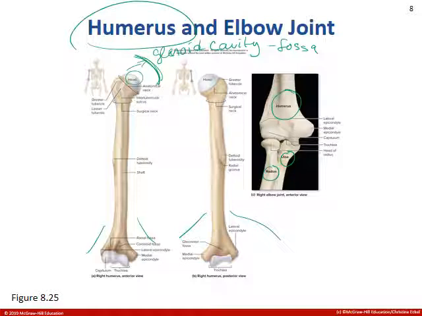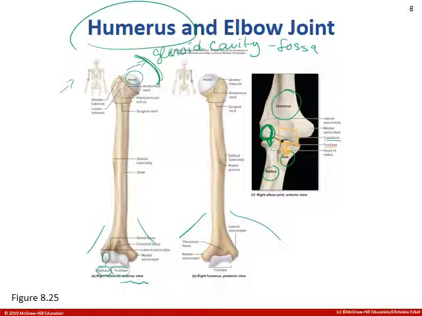We can see as we move down to the distal section, there's a lot going on down here. So on the anterior view, so the front view, we have the capitulum and the trochlea. These are going to articulate directly with the radius, so the capitulum and the radius, and then we'll have the trochlea and the ulna. The trochlea to me is kind of a square or rectangle shape, and the radius attaches to the capitulum, which is kind of a rounded shape.